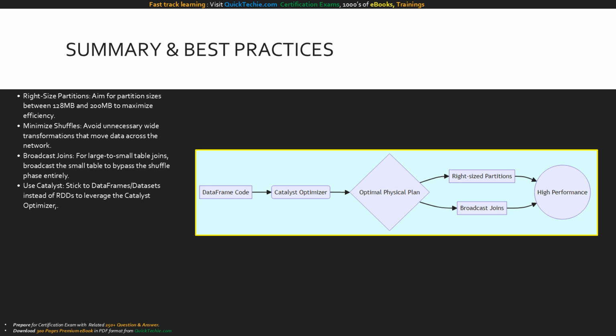Finally, always prefer the data frame API over raw RDDs, as this allows Spark's Catalyst Optimizer to automatically generate the most efficient physical execution plan.